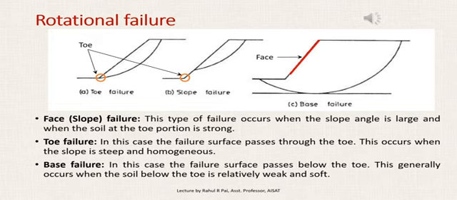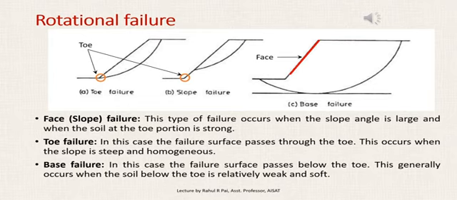Now let us move on to the different types of rotational failure. So the first one is the face failure. That you can see in figure B. There is some problem in the arrangement of the figures. So in figure B you can see the slope failure or face failure. Here it is actually the face of a slope that is undergoing failure. This usually occurs when you have a strong soil at the toe portion, and also the slope is quite gentle. It is not a steep slope. In such cases the failure is called the face failure.